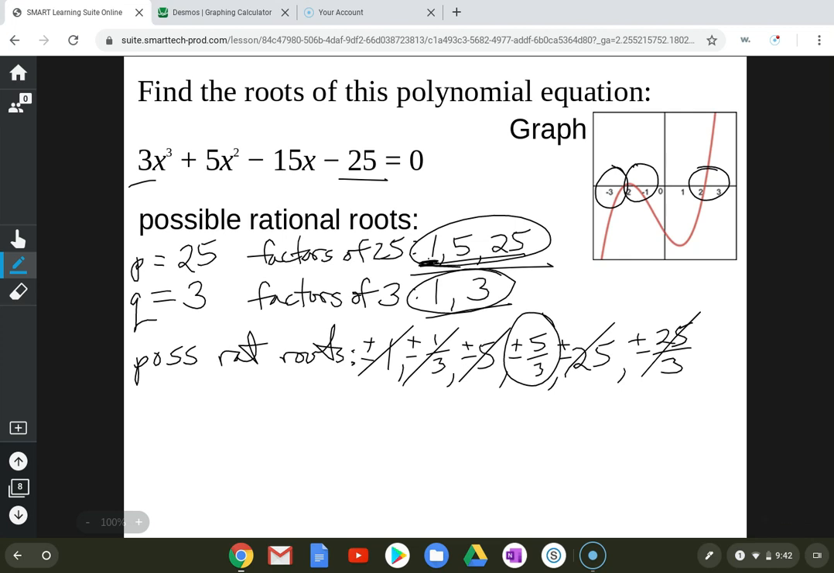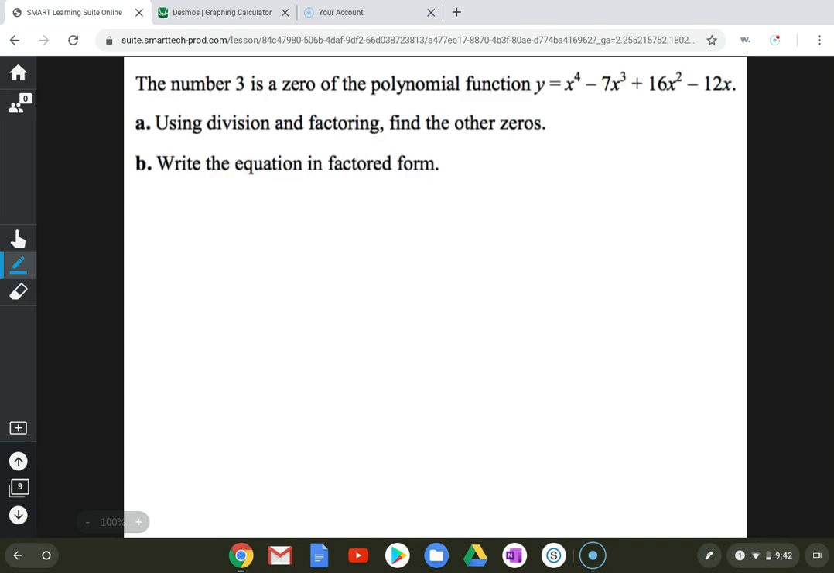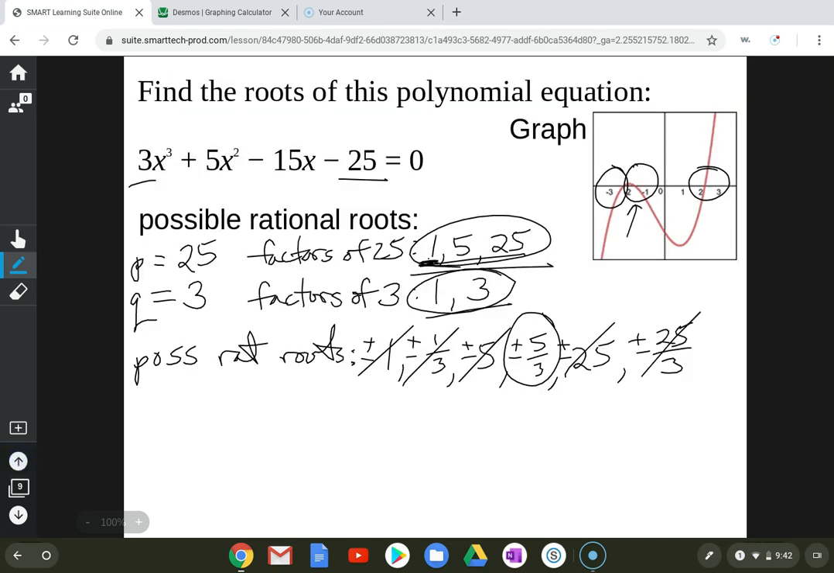5/3, that's really 1 and 2/3. The only one that could possibly work would be the negative one right in there. So we're going to synthetically divide out that -5/3 to see if that's an actual root. I'll just do it right here. So we have -5/3. I might give myself another page in a minute.